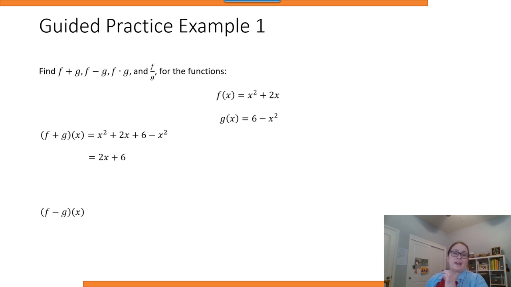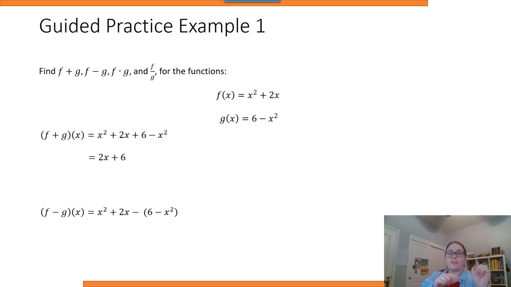Next up is f minus g of x. Again, I'm just subtracting the two functions. The key with this one is I need to distribute the negative in the subtraction to everything in the second function. So it should read x squared plus 2x minus, and then in parentheses, the second function. So here that is 6 minus x squared.